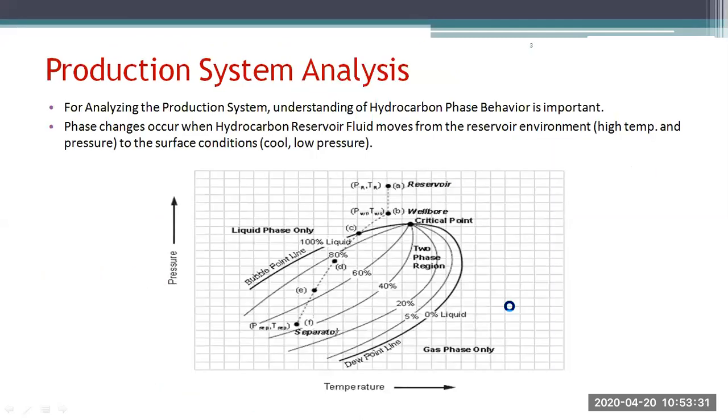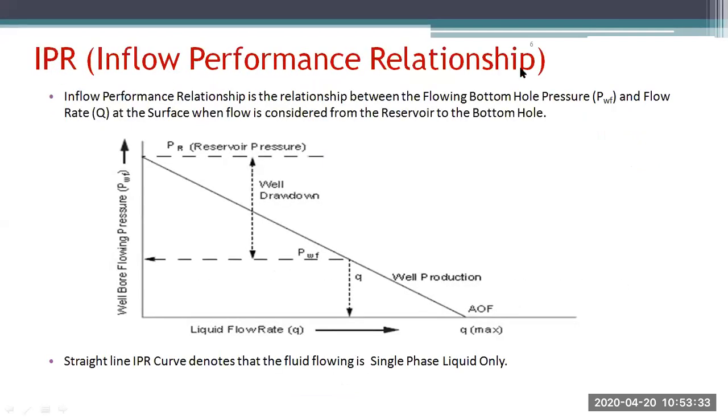Okay. So you understand the inflow performance relationship. The inflow performance relationship is the relationship between flowing bottom hole pressure and the flow rate at the surface when flow is considered from the reservoir to the bottom hole. Okay, so we find the IPR at surface, but what is the condition? That the flow is from the reservoir to the bottom hole. Very important to understand. Nothing else is there.